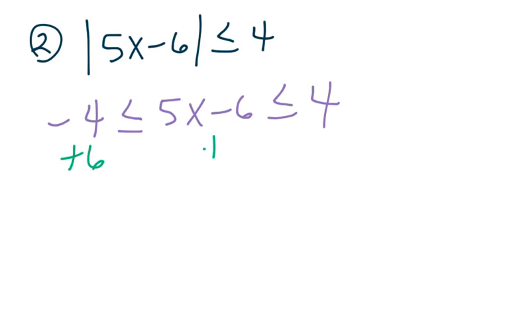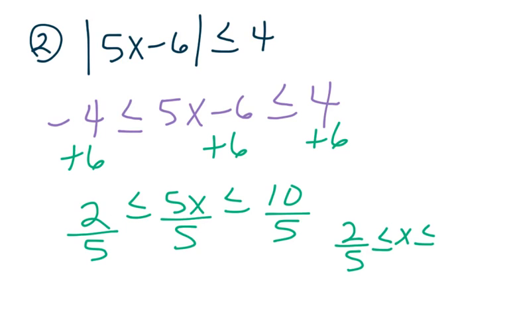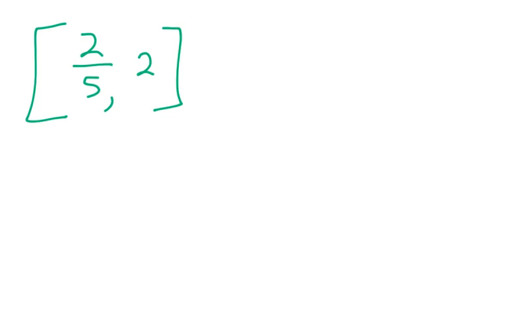Add 6, add 6, add 6. So that gives me 2 less than or equal to 5x less than or equal to 10. And then divide everything by 5. So I have 2/5 is less than or equal to x less than or equal to 2. And then in interval notation, that will be bracket 2/5 comma 2 with a bracket. Bracket because the endpoints are included. Alright, let's do another example. Again, keeping in mind, if you need to stop the video at any time to catch up with the notes, please feel free to do so.